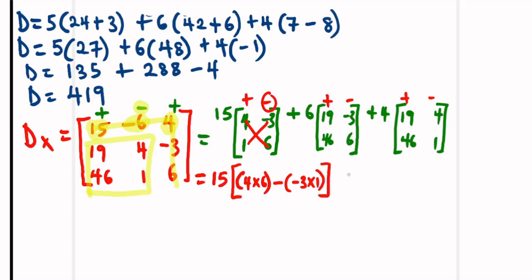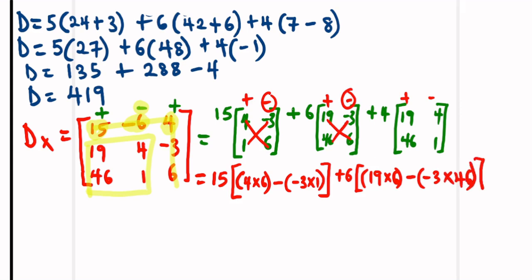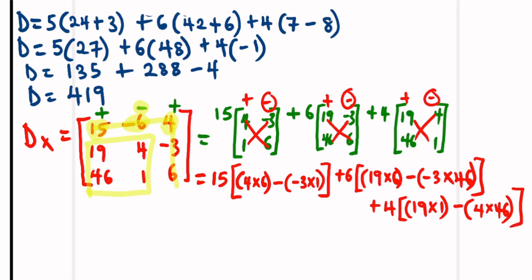So close the square bracket, then we have our plus 6, square bracket. The first diagonal is 19 times 6, then minus the second diagonal, we'll have a minus here. So the second diagonal is minus 3 times 46. Close the square bracket, then we'll have plus 4, which is the third element there, in square brackets. Then the first diagonal is 19 times 1. Then remember we have our minus here, so minus the second diagonal is 4 times 46. We close the square bracket.